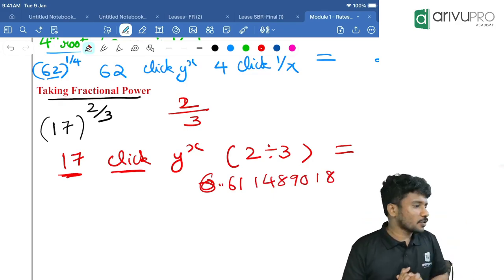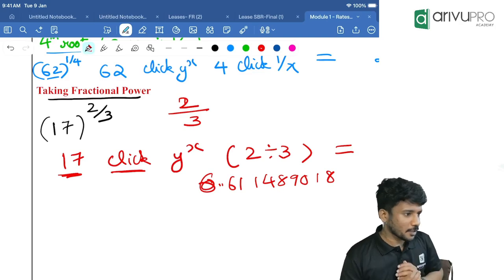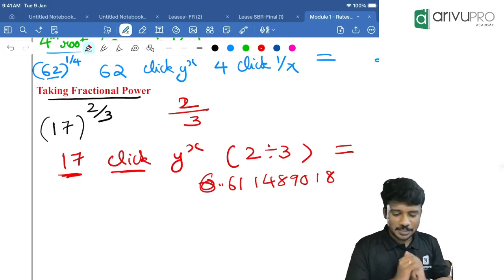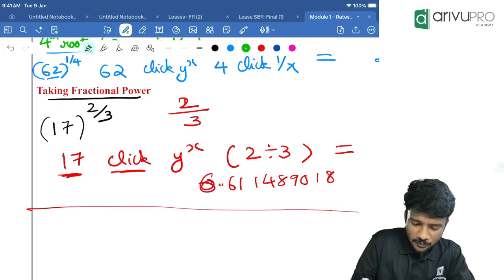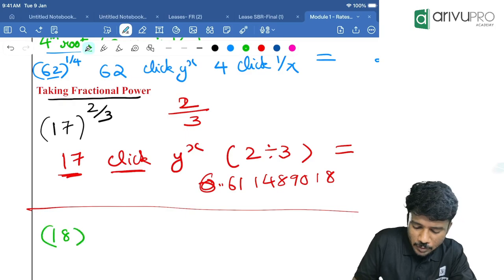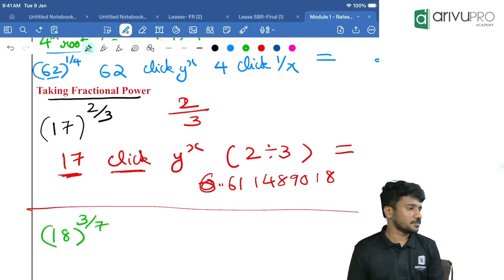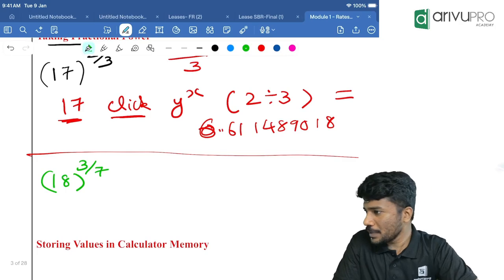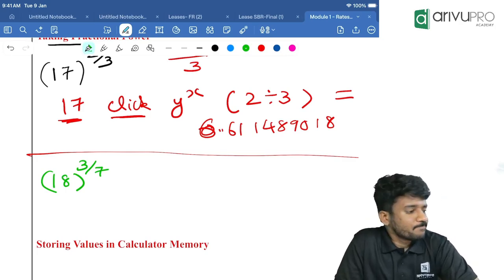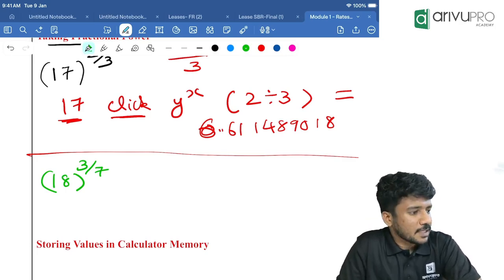If anyone has a doubt over this calculation, you can ask me now. Sure? Yes. Now get me the answer for this. The next question is right in front of you: 18 raised to 3 by 7. Can you get me the answer? Please try, everyone. After that, I'll do it.